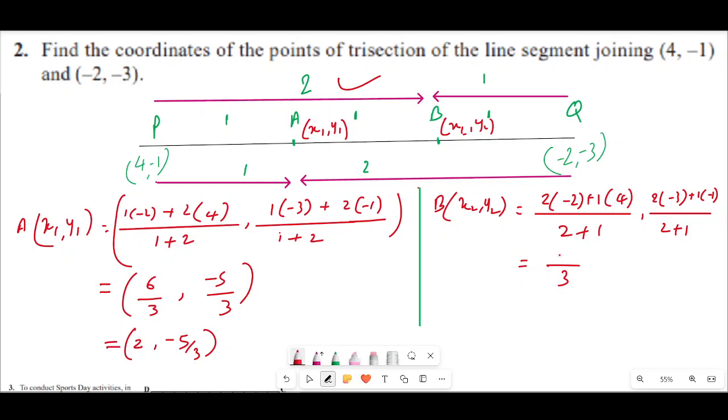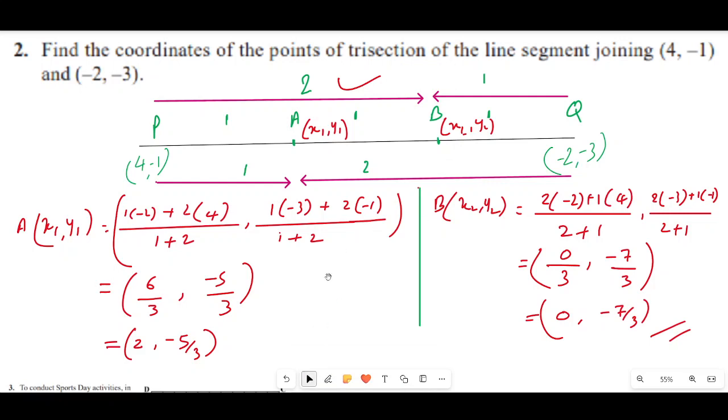Minus 4 plus 4, it will be 0. And 2 minus 3 minus 1: 2 minus 3 is minus 1, minus 1 minus 6, that is minus 7, over 3. Clear? So it will be (0, minus 7 by 3). That is the coordinate of B. Clear?